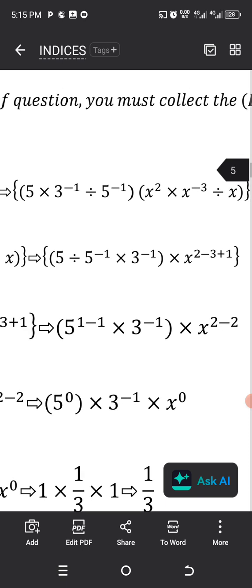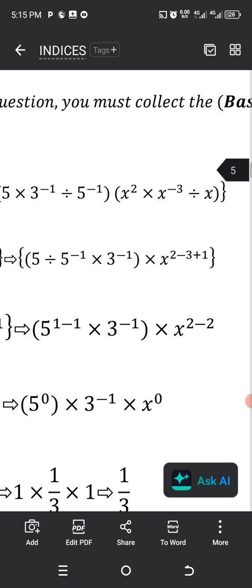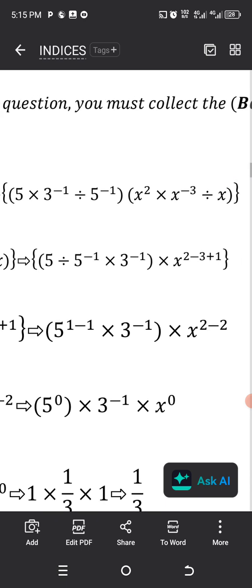Yeah. So that is why you're having 5 divided by 5 raised to power minus 1 multiplied by 3 raised to power minus 1. Now you see that we've automatically expressed, because they are having like base, we've introduced division law into these x raised to the power of its indices. So that's why you're having x multiplied by x raised to power 2 minus 3 plus 1.